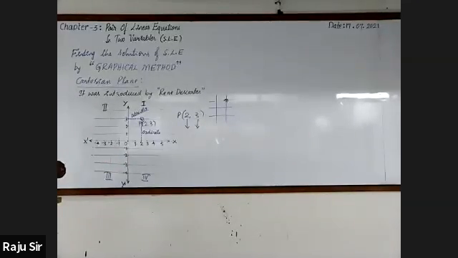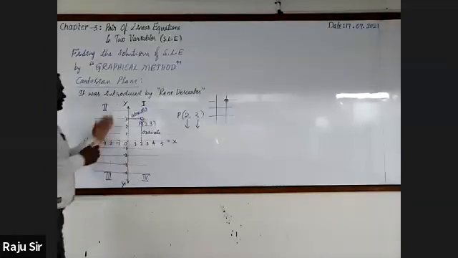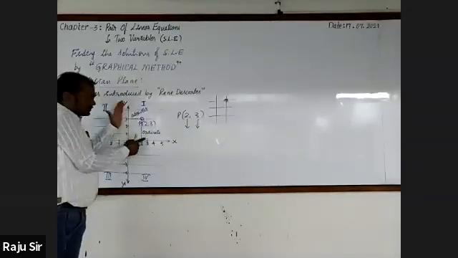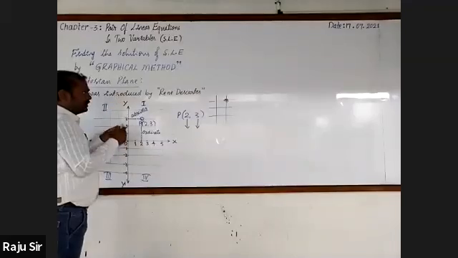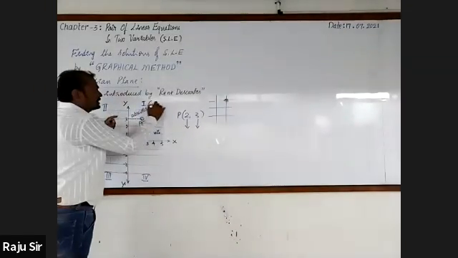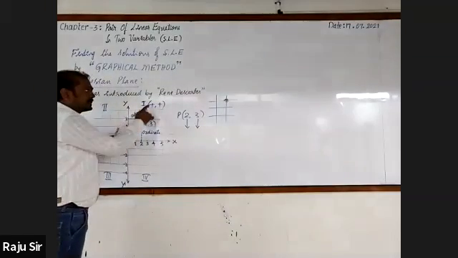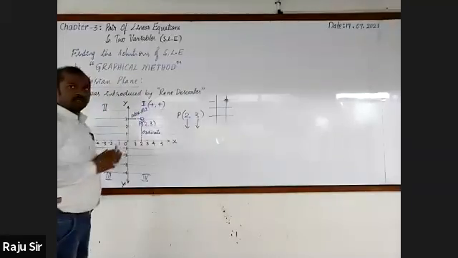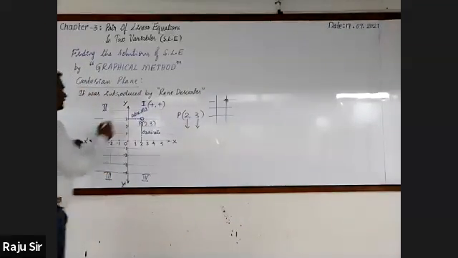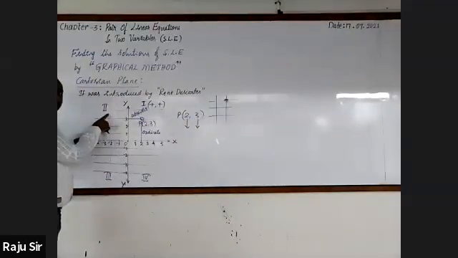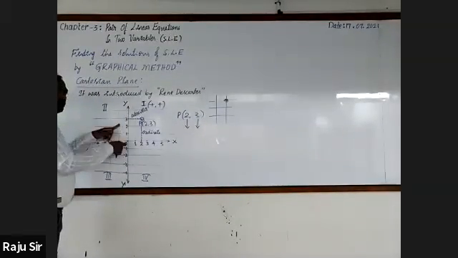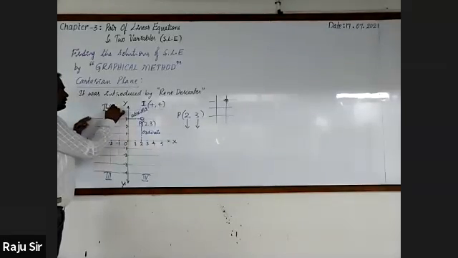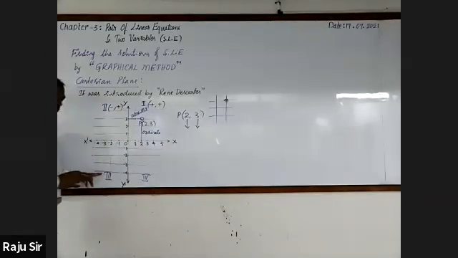You also know the signs of these quadrants. In the first quadrant, the x-axis value is positive, and the y-axis value is also positive. Plus, comma, plus. The abscissa and ordinate are both positive. Whereas in the second quadrant, it is minus, comma, plus.